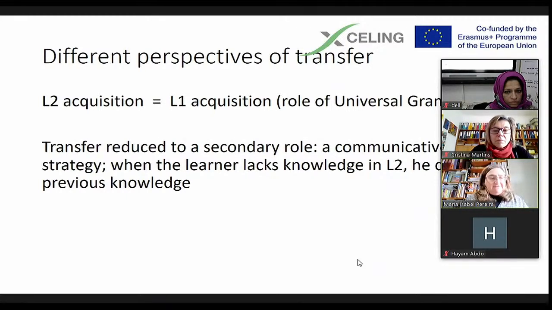another perspective, in contrast with contrastive analysis. That perspective says L2 acquisition is mainly like L1 acquisition. So we are talking about universal grammar, we are talking about innatists, we are talking about the paradigm of learning and acquisition. In that perspective, transfer is reduced to a very secondary role.